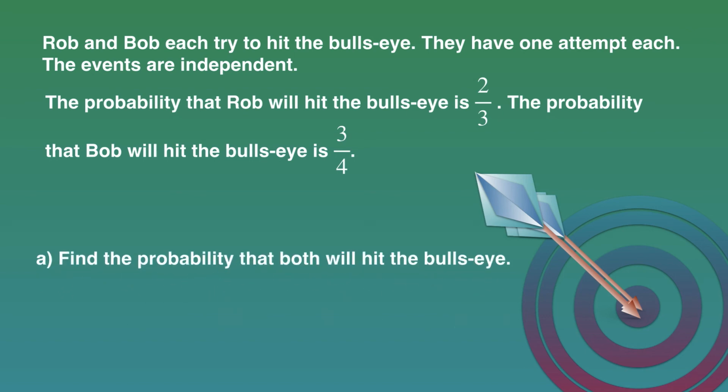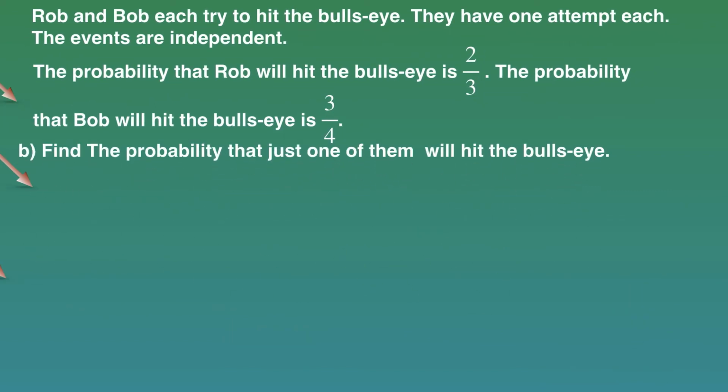In part A, we need to find the probability that both will hit the bullseye. The events that Rob hits the bullseye and Bob hits the bullseye are independent. So we simply multiply the probabilities together, which will give us 1 over 2.